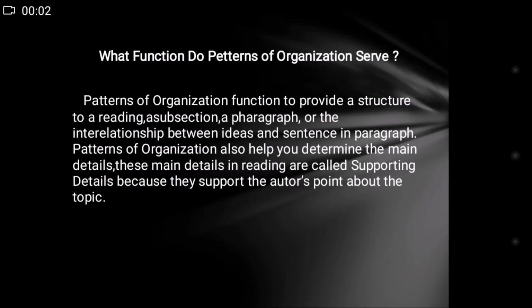And what function do patterns of organization serve? Patterns of organization function to provide a structure to reading, a subsection, a paragraph, or the interrelationship between ideas and sentences in a paragraph. Patterns of organization also help you determine the main details. These main details in reading are called supporting details because they support the author's point about the topic.